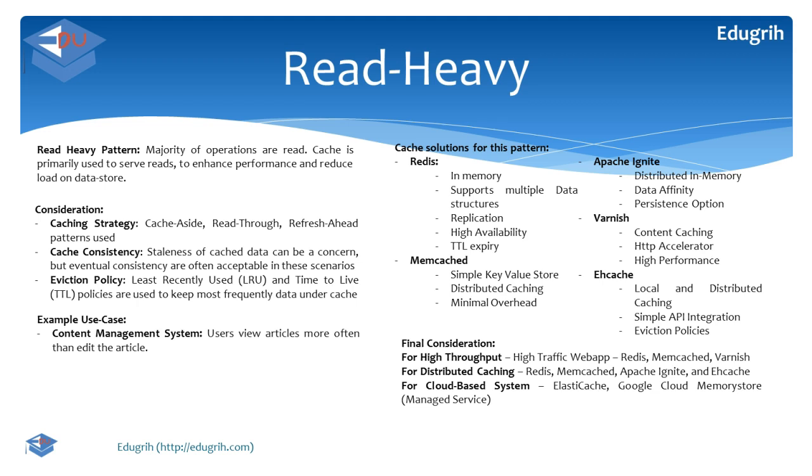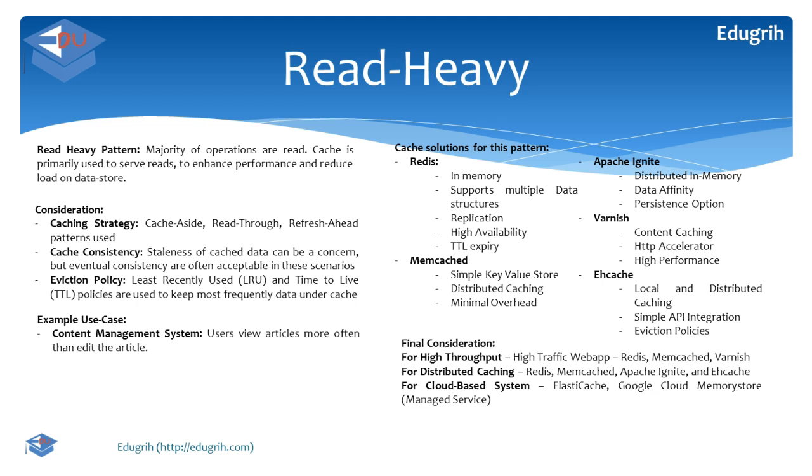So let's jump into the caching solutions for this pattern. Redis, because of its in-memory architecture, supports multiple data structures to ensure fast reads and fast writes. Replication is supported, and it's highly available in the sense when we talk about Redis clusters, they ensure that the data is replicated across. And TTL expiry, time to live expiry, ensures that up-to-date data is always there in the cache.